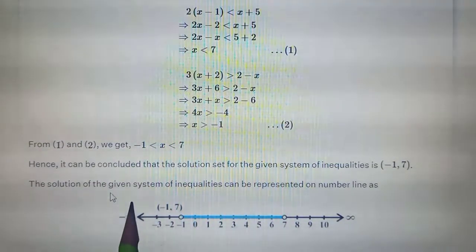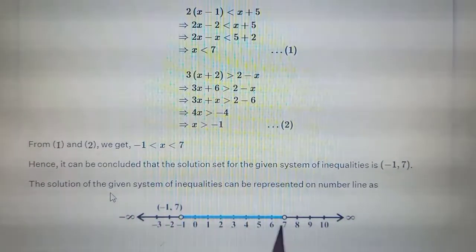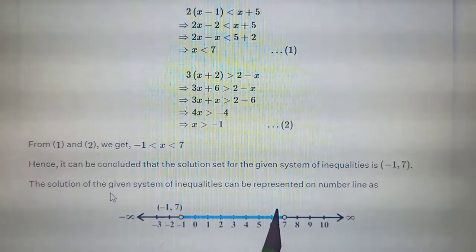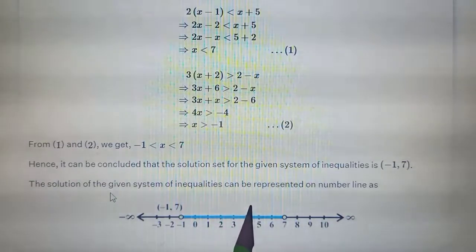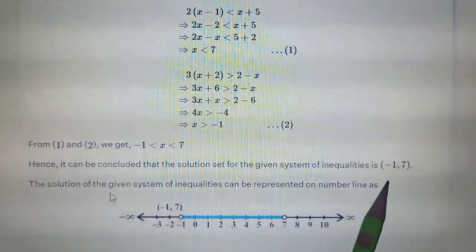Here the shading would go like this for the first inequality. For the second, greater than minus 1, so we'll go this way. So this portion is the portion which is satisfying both. Okay, it is smaller than 7 but greater than minus 1. So our solution set is from -1 to 7, this way.